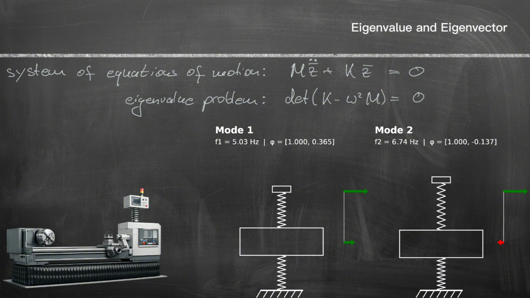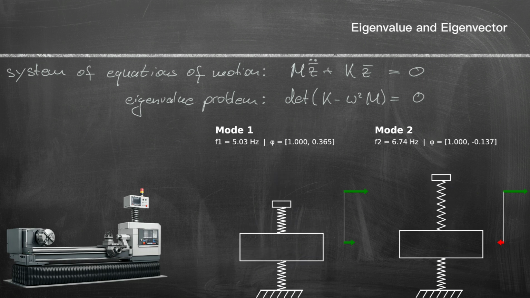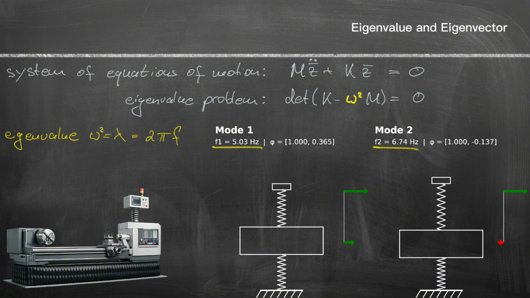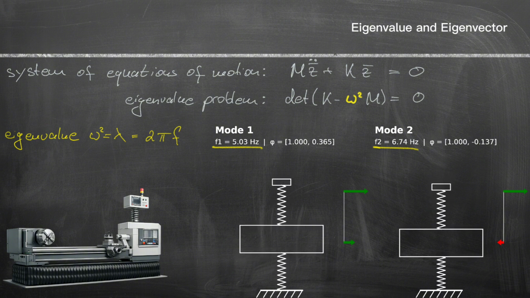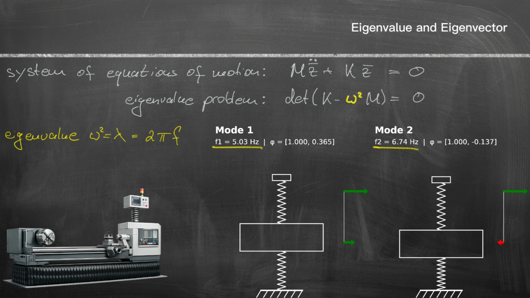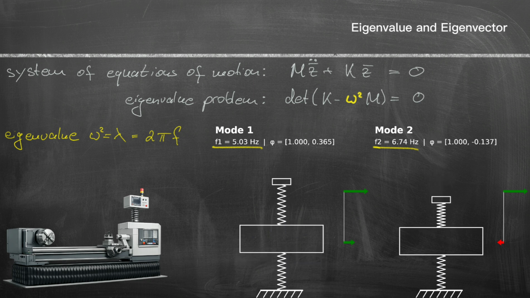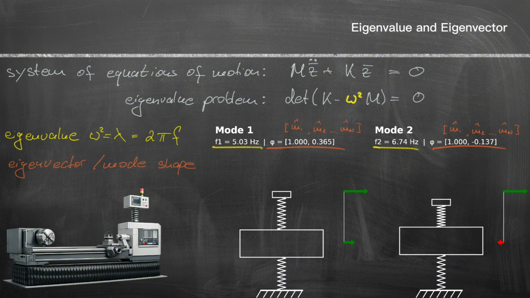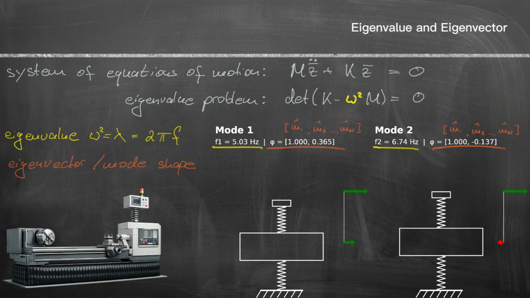So here is how we can read any modal analysis results. Each mode of an undamped oscillator consists of an eigenvalue, omega squared, often referred to as lambda, which is the natural angular frequency of the mode, where all masses move in a coordinated and periodic pattern. Then the eigenvector or mode shape describes the relative motion of each degree of freedom in the system, normed to the highest amplitude and written into a vector. That's all.